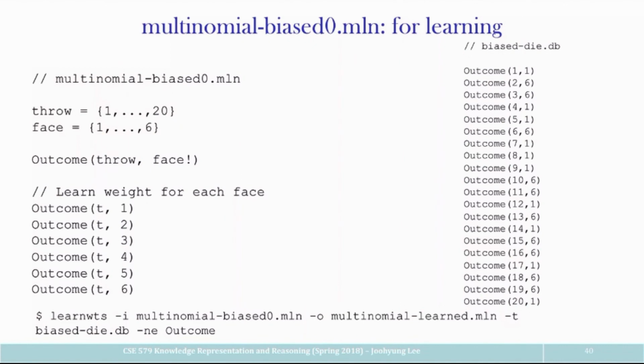This is how you're going to do it. This is the input file, and you don't actually give the weight. You can give the initial weight as I did before, but you don't have to. So you just write these formulas. Here we are given outcome T1, meaning I want to learn the weight of this formula: how likely is it to get face 1, and the same for the others. And the data is here. As you can see, it's quite biased.